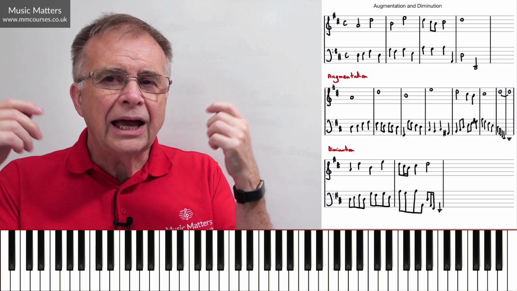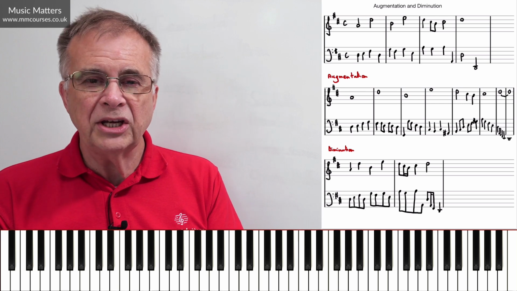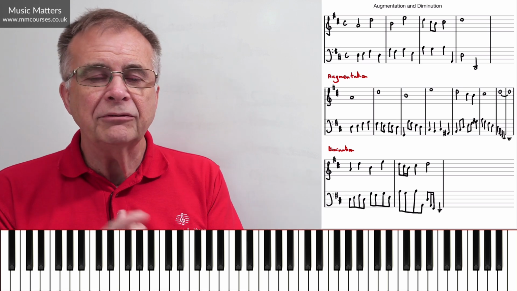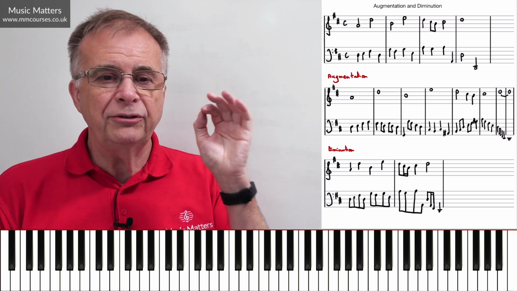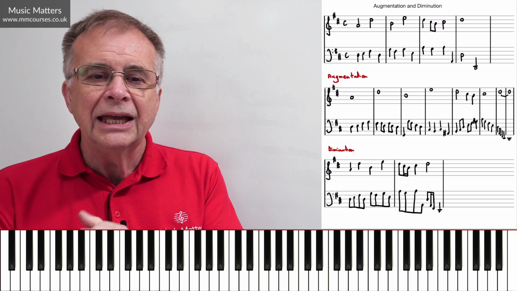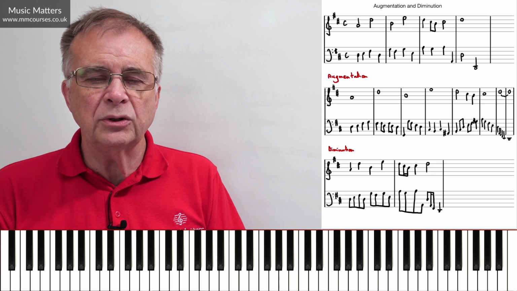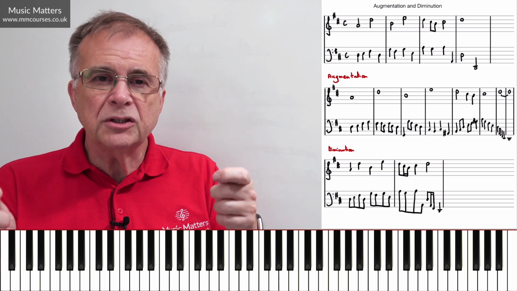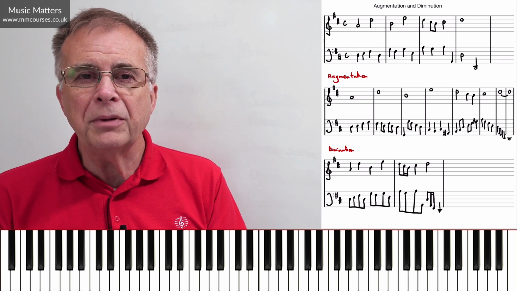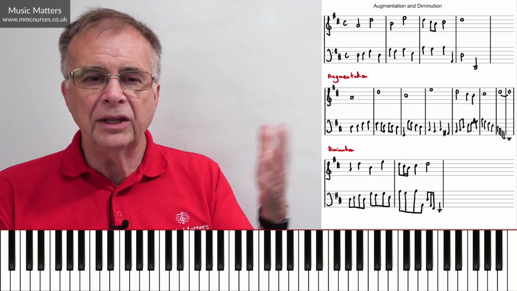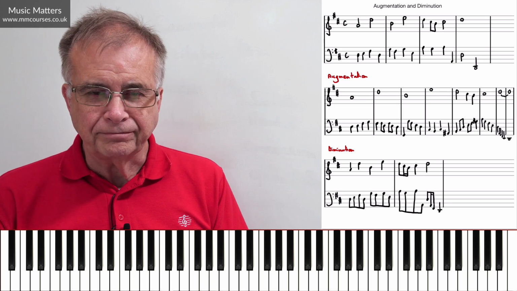So it's good to be able to analyze it and see what's going on in a piece and spot augmentation and diminution. You'll find it very commonly, for example, in fugue. A lot of composers will write a fugue subject and then use it later on in augmentation or diminution as a way of developing things later in the fugue. So it's a good thing to be able to spot if you're a performer, and it's another little technique to bear in mind if you're a composer. So there we are, augmentation and diminution.